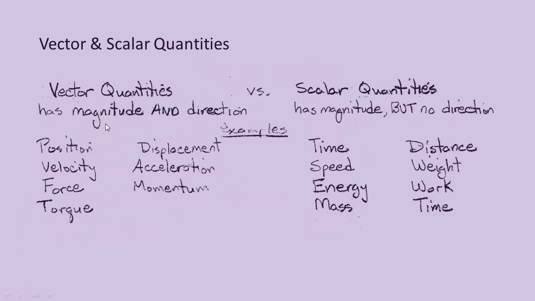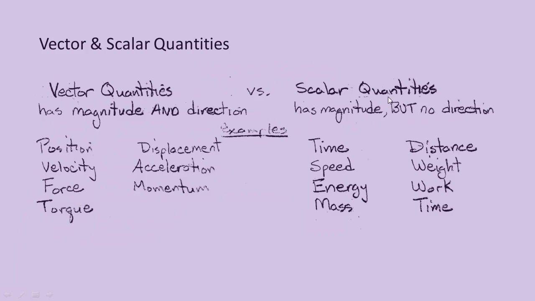Notice that the direction matters. For instance, with the magnitude of displacement, let's say we moved 5 meters, but it makes a difference whether we're moving 5 meters to the right or 5 meters to the left. Similarly, if we push on something with a force of 100 newtons, it's certainly going to make a difference whether we push up on the object or push down on the object with that force.